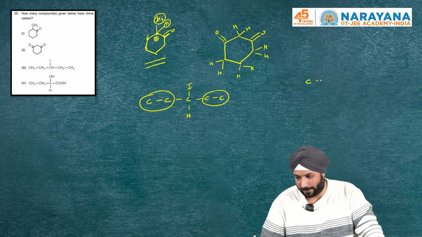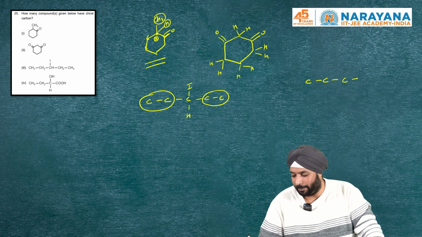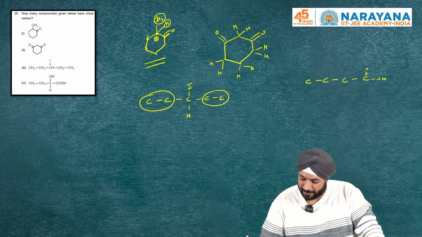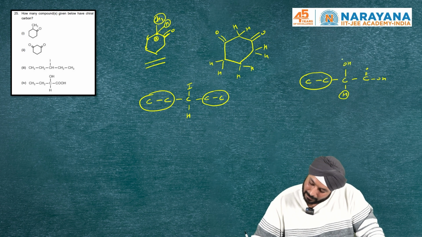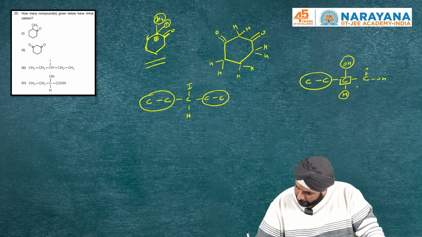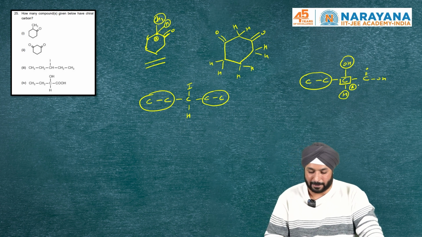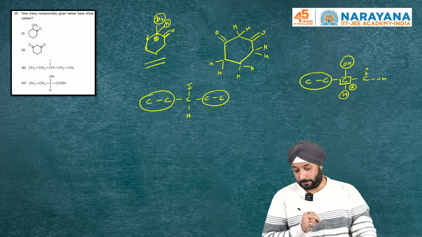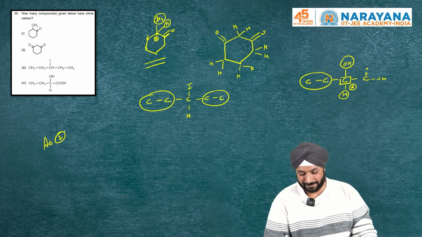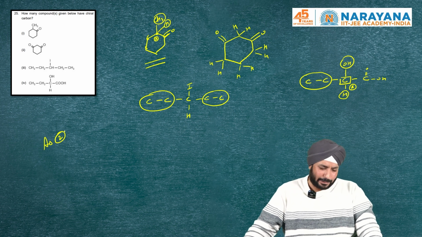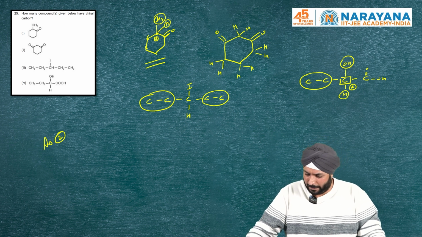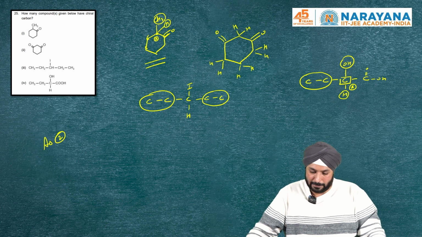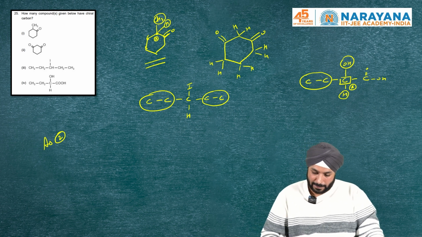And next, you have carbon, carbon, carbon with a COH group. One hydrogen is there, one ethyl is there, and one more OH is there. So clearly, this carbon contains all four different substituents. This is chiral. So how many compounds given below have chiral carbon? Answer is 2. Hopefully you understood that. Very simple question again from isomerism, the stereochemistry. We'll move ahead now, right?